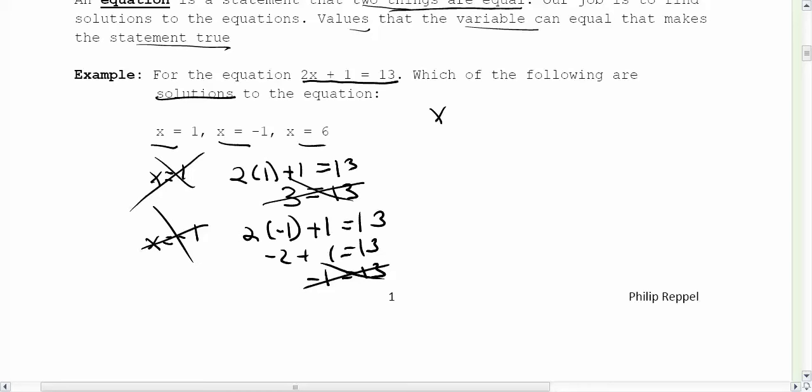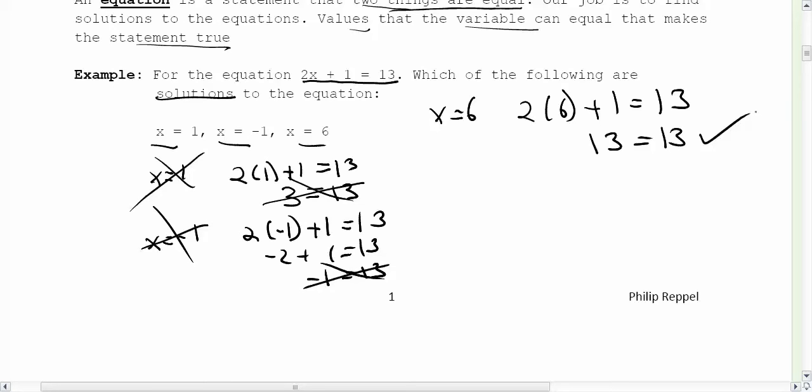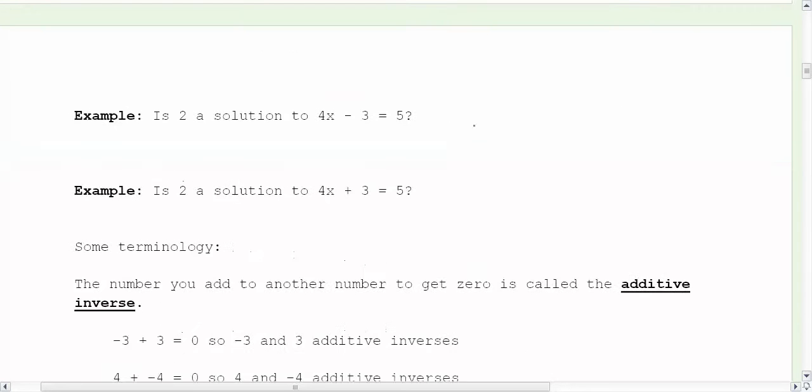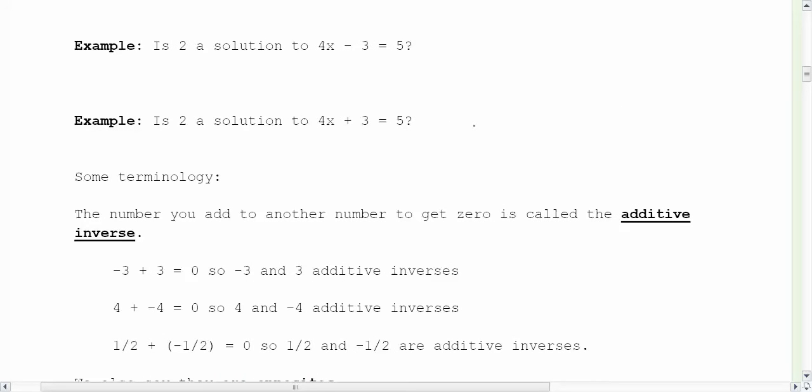And now I'm going to try x equal to 6. When I substitute 6 in for x and I simplify it, 13 does equal 13. That's a true statement. So I have found a solution to this equation. The solution is x equal to 6. Okay? Now we don't really want to do it this way, and that's what we're going to be working on, trying to find an efficient way by which we can determine the solutions.